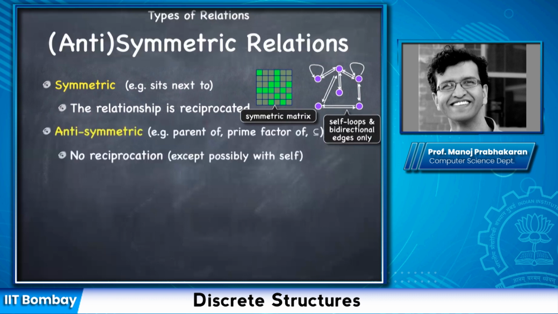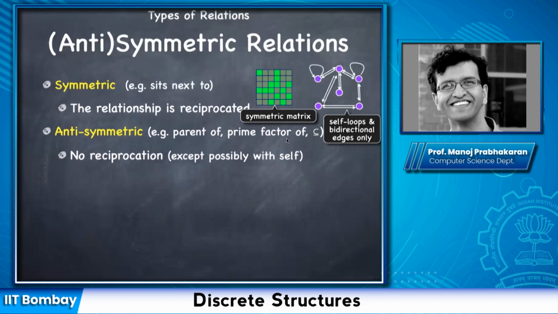Again, there is another extreme of this, which is antisymmetric, which says that there is no reciprocation except possibly with self. So again, parent of would be antisymmetric. If, say, your mother is your parent, then you are not your mother's parent, right? So that's an antisymmetric relation. A prime factor of, again, is another example of an antisymmetric relation.